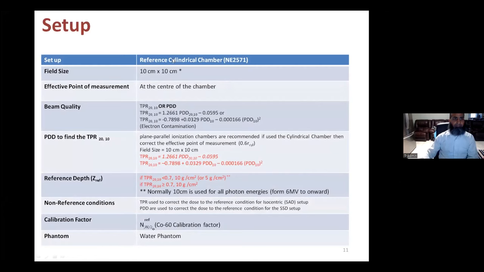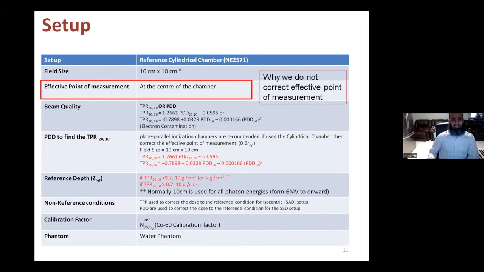So at the center of the effective point of measurement for the chamber, we normally put it at the center. Does anyone know why we do not correct the effective point of measurement when we are doing reference dosimetry? So this is another question for you guys.